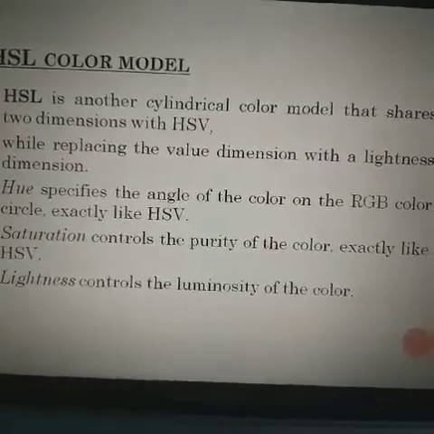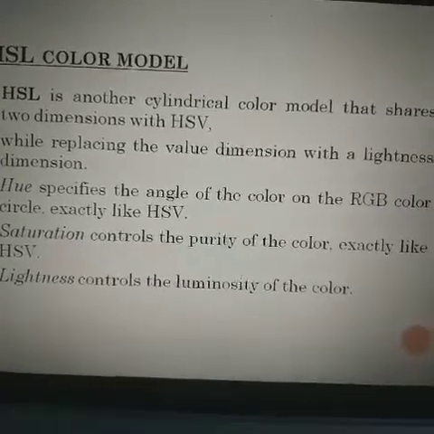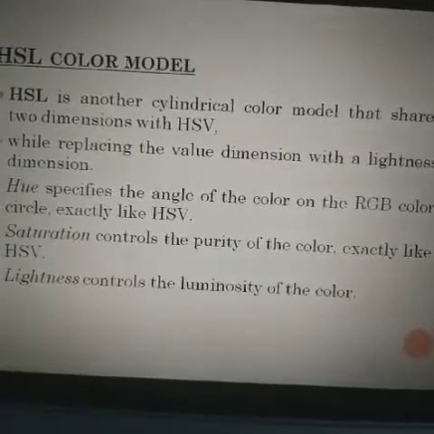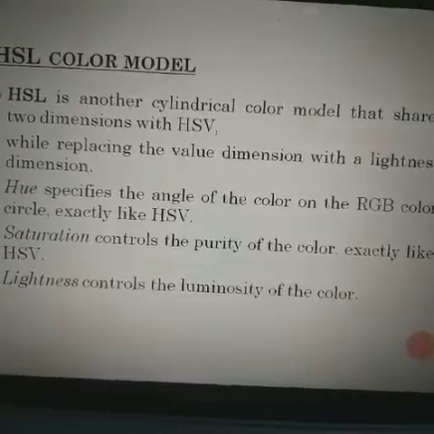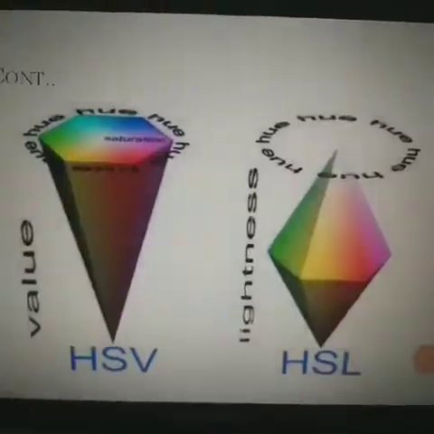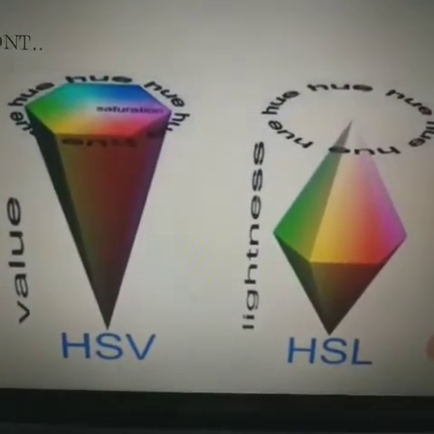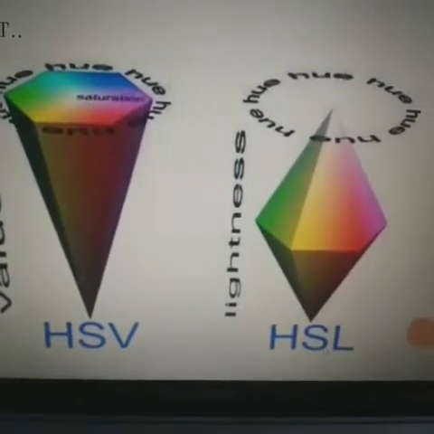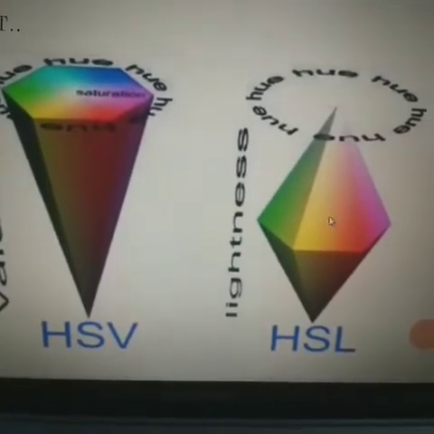First one is the hue, which specifies the angle of the color on the RGB color circle, similar to HSB. Second is the saturation, which controls the purity of the color exactly like HSB. And third is the lightness, which controls the luminance of the color. So it is similar to HSB. HSB is represented by a single cone, while the HSL is represented by a double cone, which are connected with each other on one end.